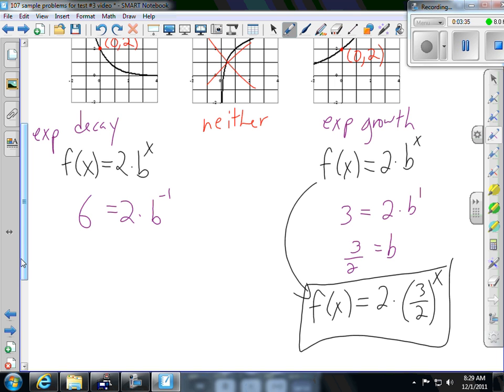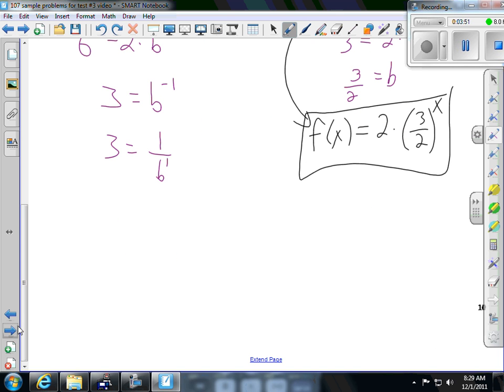Solving the other equation for b, we'll go ahead and divide both sides by 2. So we get b to the -1 is 6/2, which is 3. And then what does b to the -1 really mean? It means 1 over b to the +1. So if I multiply both sides by b, I get 3b is 1. And now the b is upstairs, so I can solve for it by dividing by 3. So b is 1/3.